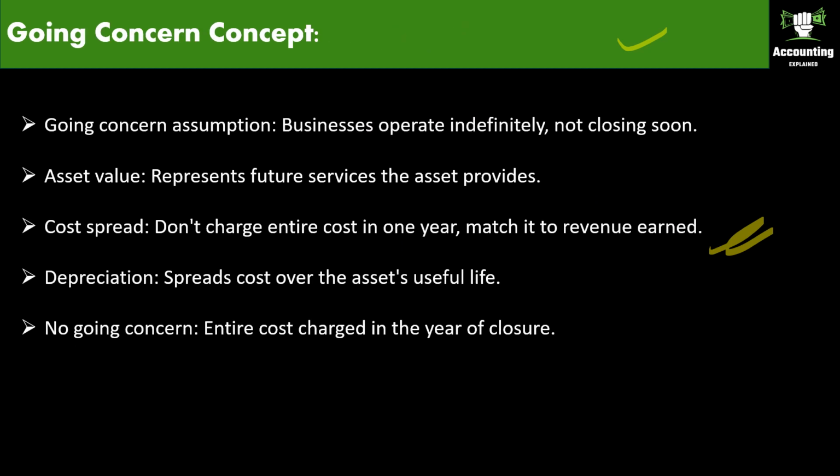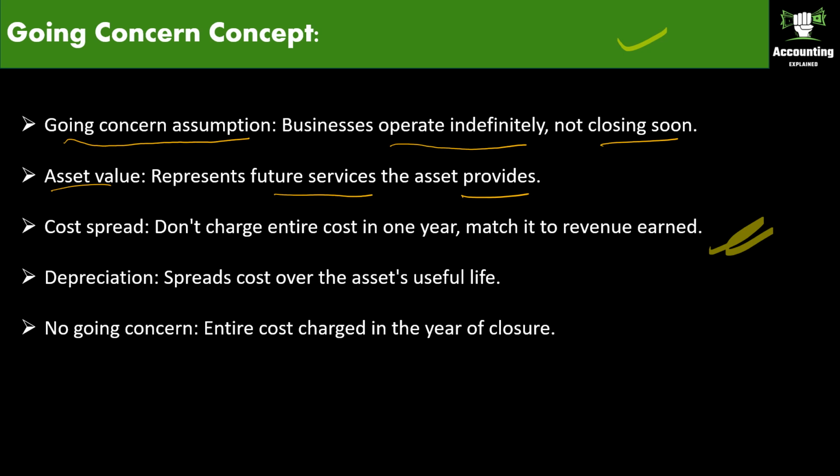Going concern concept. So, the going concern assumption. What is the assumption you are going to take in the going concern concept? Businesses operate indefinitely, not closing soon. Asset value represents future services the asset provides. So the same example, we'll take our tea shop. Imagine you buy a fancy new tea making machine for your stall. So accounting has a special rule about this.